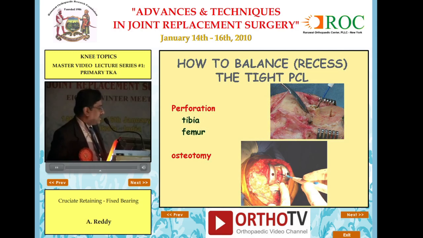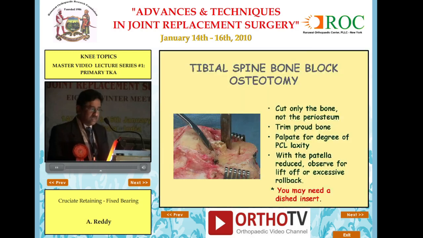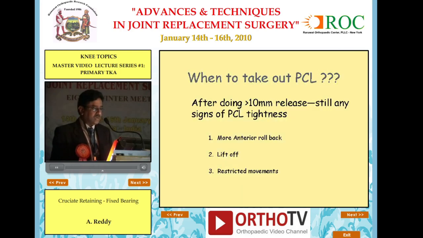After bending the knee to 90 degrees, put your thumb on the tibia and recess the ligaments on the PCL side. And sometimes you can do a tibial spine bone block osteotomy. Some people do that. That means the cruciate is here. You just conserve that island of the bone and cut the rest part of the bone. So PCL is very well preserved there.